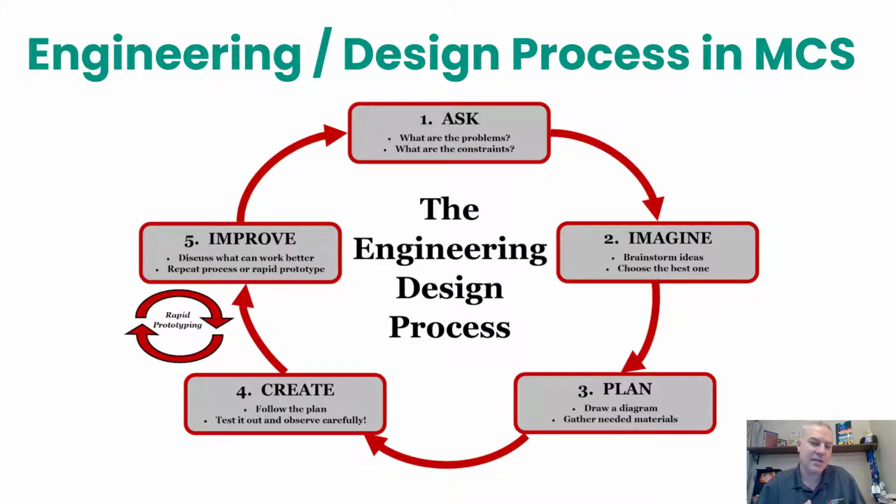That's where you get what we call rapid prototyping, where they create something, they try it out, they observe really closely how it works, and when it fails, they go back and retool and fix. Try again, retool, try again, retool. So that's the process that we use, and we try to overlay that over all of our projects and lessons that we use in Moore County Schools.